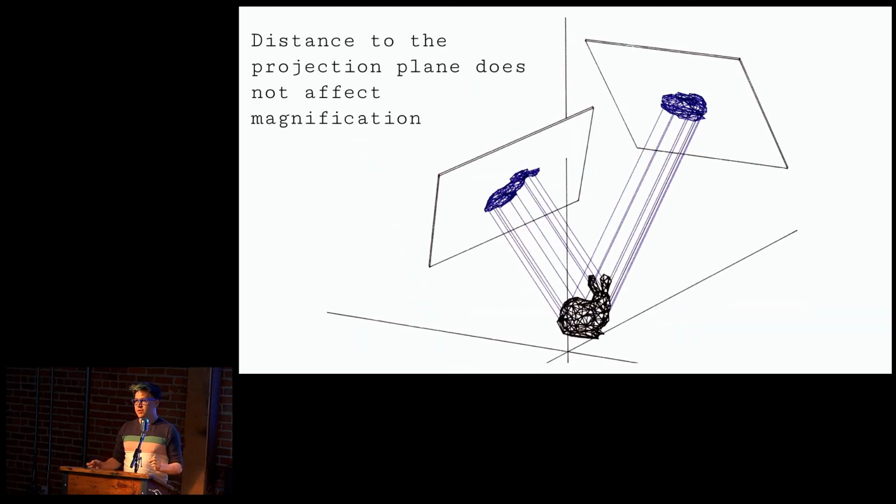Orthographic has some interesting properties. It doesn't matter how far the plane is away from your object when you project it. So if you move it, that second plane right there on the right is even further, and the bunny has a different perspective, but it has the exact same magnification. So that's a pretty important thing, that it doesn't really matter how far you are away from this plane, and that can be good and bad.